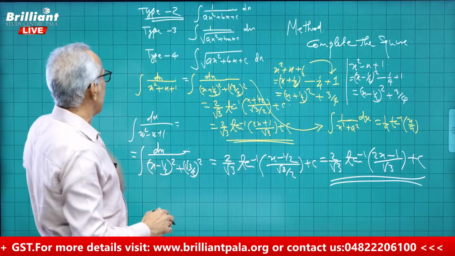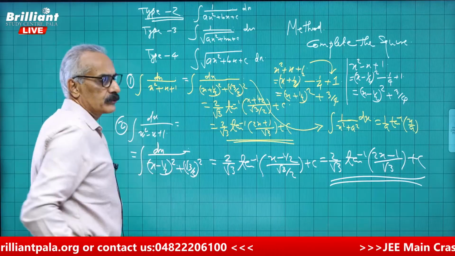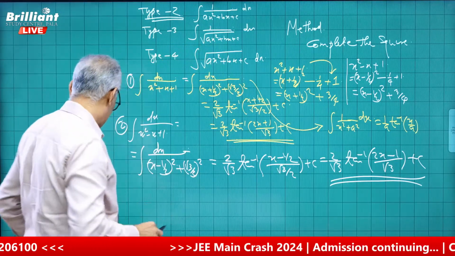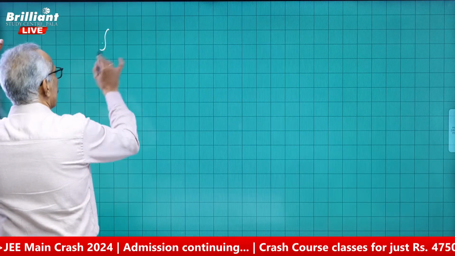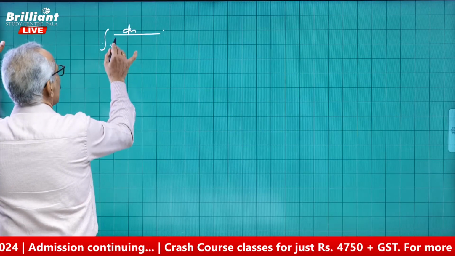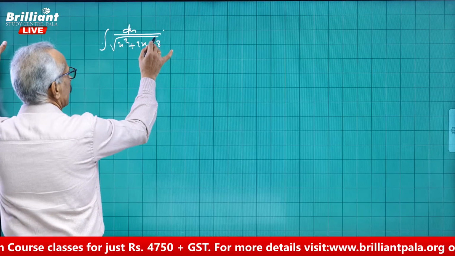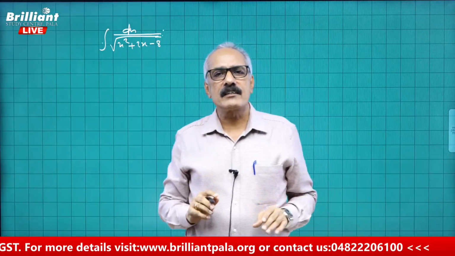See, two questions I have solved. This is one and this is the second one. Now, for this other purpose, the second one. The very same question: integral dx divided by square root of x square plus 2x minus 8. Well, I'll solve first, then I'll tell you a secret.